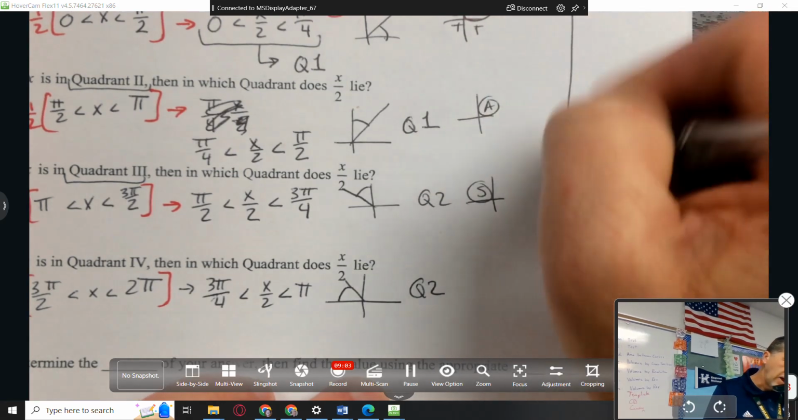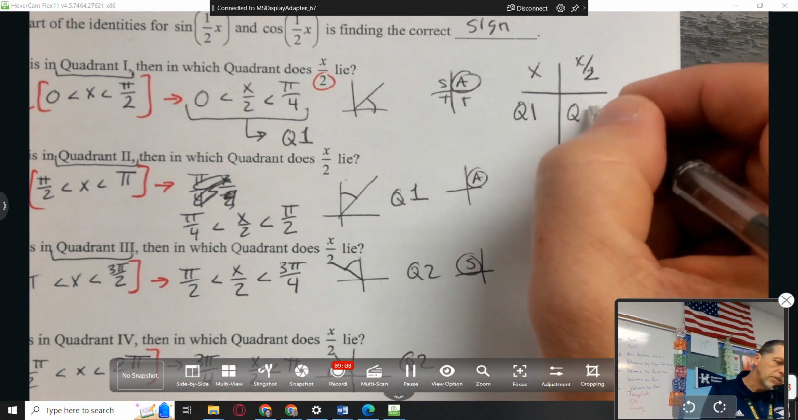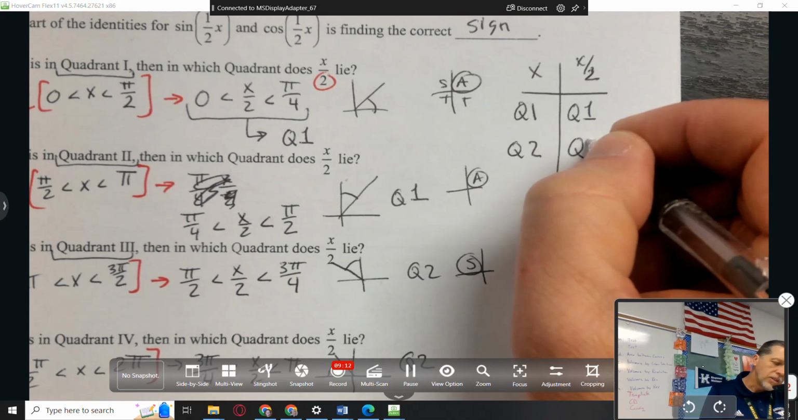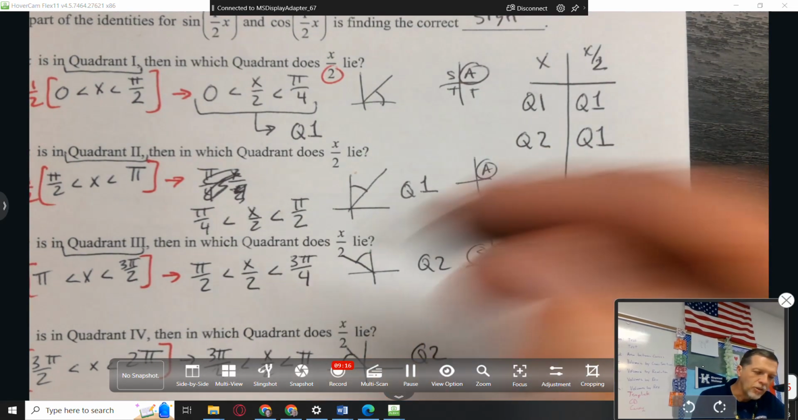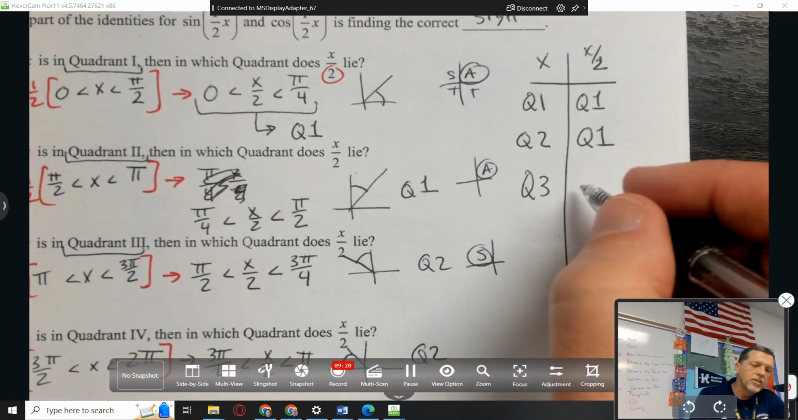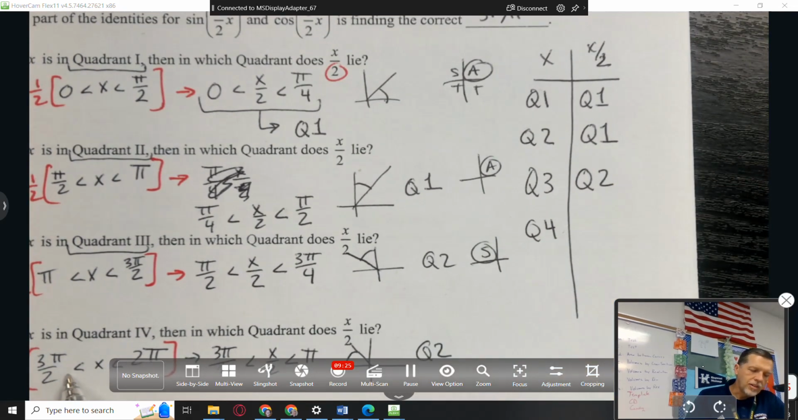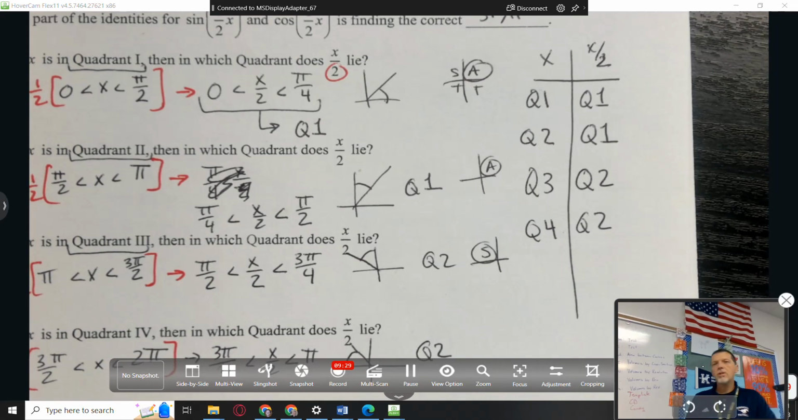Maybe you can figure it out if we look at this: if x is in quadrant 1, then x over 2 is in quadrant 1. If x is in quadrant 2, x over 2 is in quadrant 1. So I'm just summarizing the 4 things we just did. If x is in quadrant 3, then x over 2 is in quadrant 2. And if x is in quadrant 4, then x over 2 is in quadrant 2.